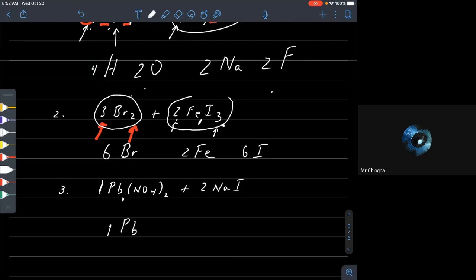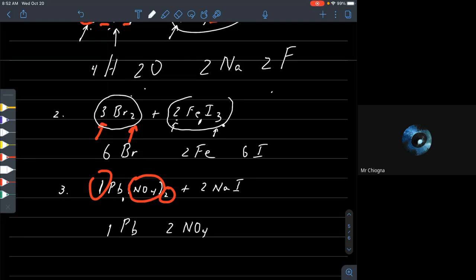Okay, here's the harder part. Take this 1, multiply by this 2. You get what? 2 of whatever's inside the brackets. So you get 2, I'm not done though, 2 of the NO4.